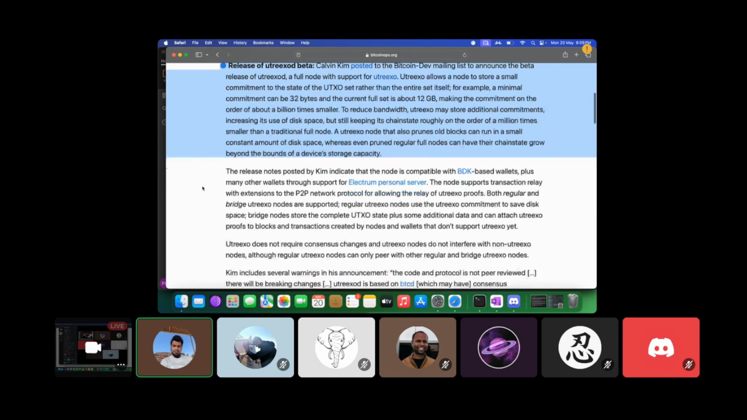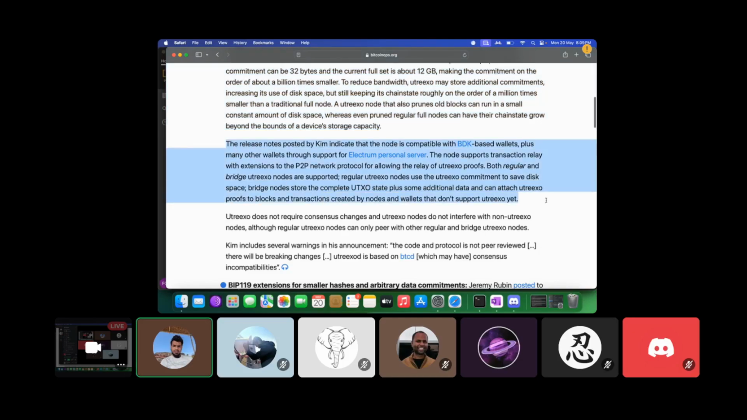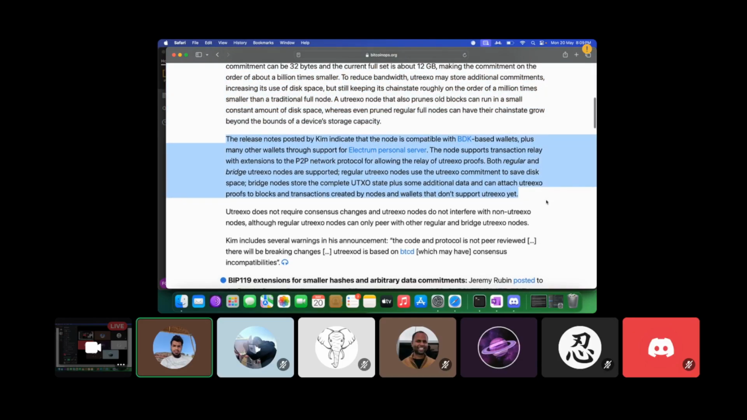The release notes posted by Kim indicate that the node is compatible with BDK-based wallets, plus many other wallets through support for Electrum Personal Server. The node supports transaction relay with extensions to the P2P network protocol for allowing the relay of UTreeXO proofs. Both regular and bridge UTreeXO nodes are supported.